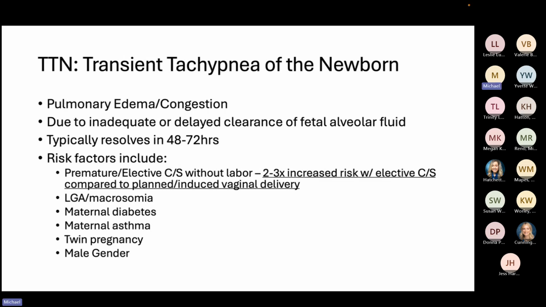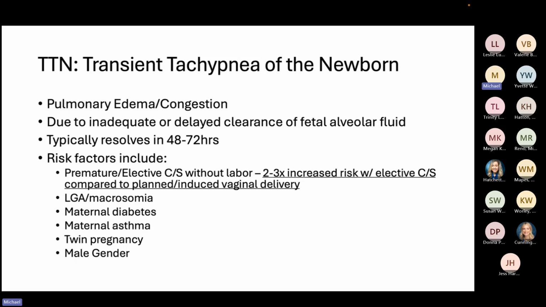So the first and probably most common, and I think the one that everybody's going to be the most familiar with, is transient tachypnea of the newborn. And it's due to excess retained fetal lung fluid. And so what you're going to see clinically is pulmonary edema and pulmonary congestion. And it's due to inadequate or delayed clearance of fetal alveolar fluid. It typically resolves in 48 to 72 hours.